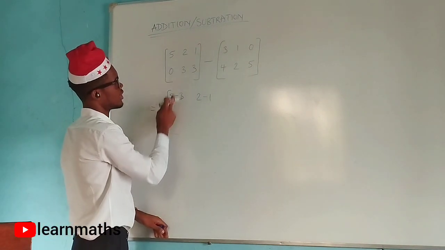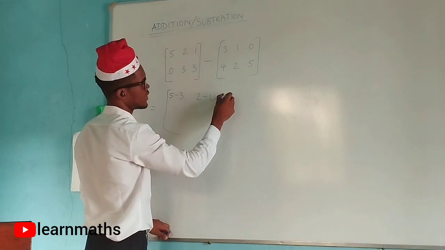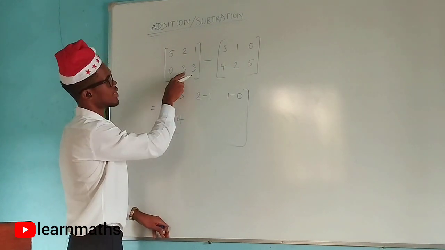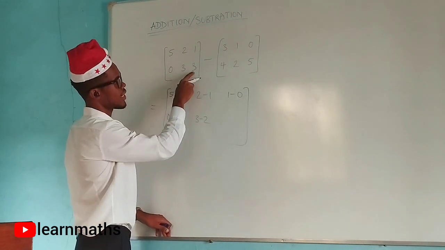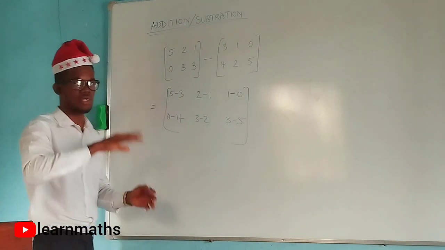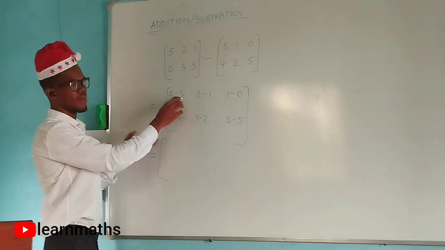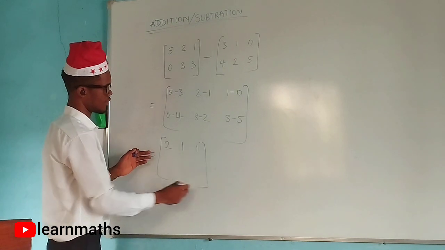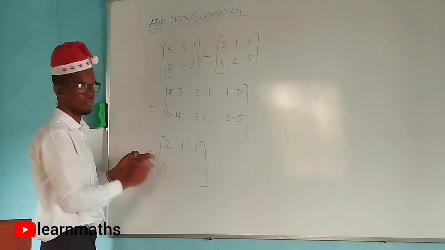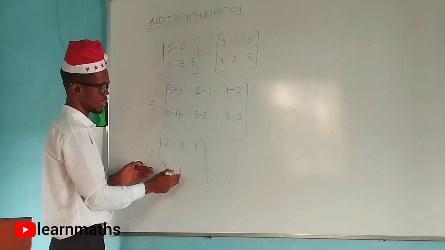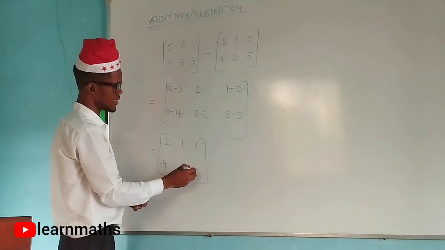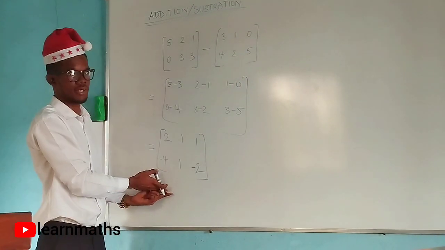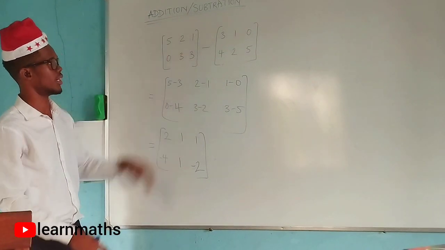Alright, so this is 5 minus 3, this is 2 minus 1, then this will be 1 minus 0, right? Now here we're going to have 0 minus 4, then 3 minus 2, then finally 3 minus 5, right? So let's see what the resulting matrix is going to be. Now 5 minus 3, that's 2, right? 2 minus 1, that's 1. 1 minus 0, that's 1 as well. Then 0 minus 4, that's negative 4. 3 minus 2, that's 1. Then finally, 3 minus 5, that's negative 2. So this is the resulting matrix. This minus this is the answer, and this one is subtracted from this one, okay?